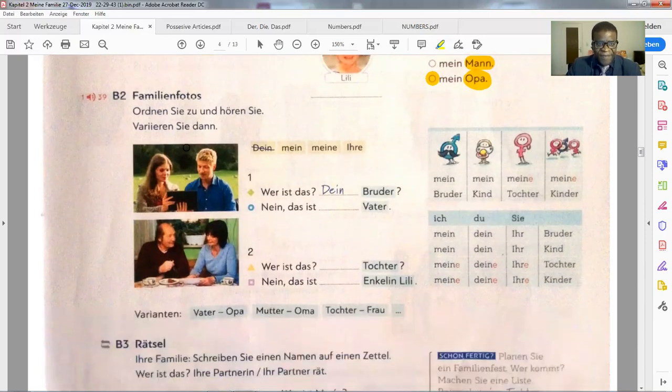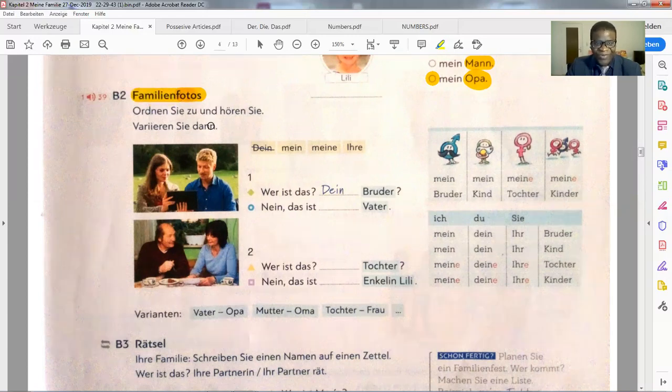Next, Familienfotos. Now you guys are experts of, you know, long words. Familienfotos. So Fotos, you know, photos. Familie is family, with N, Familienfotos, as a connecting letter. Family photos. Okay? Family photos.